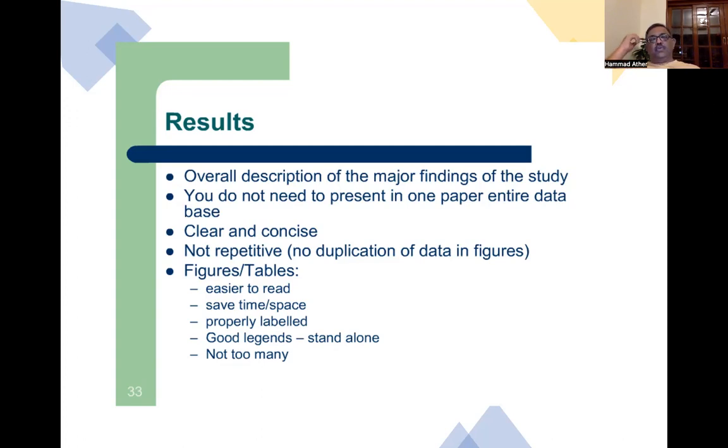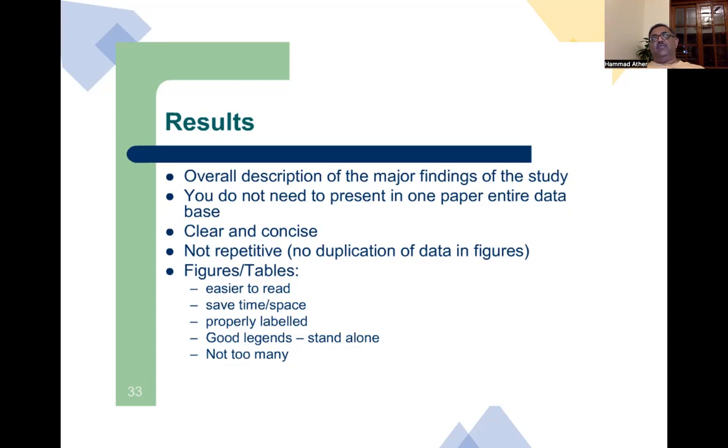It should be clear and concise. It should not be repetitive, meaning that you don't have to make a figure as well as write it in the text format, or make a table and write it in the text format. They should not be duplicated. Number two, figures and tables are easier to read. They save time and space. They should be properly labeled, with good legends, and they should be standalone. So if somebody just looked at that table, one would be able to find out exactly what is being done. And there should not be too many of them.